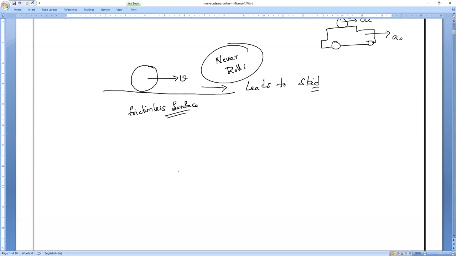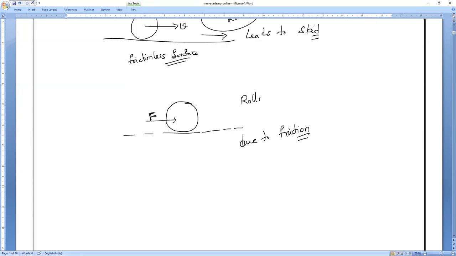So keep it in mind, if any kind of object is rolling due to an applied force or whatever it is, then if the object is able to roll, it is only because of what? Anybody? Due to friction. If there is no friction, then what will happen, brothers? It will lead to skidding only.